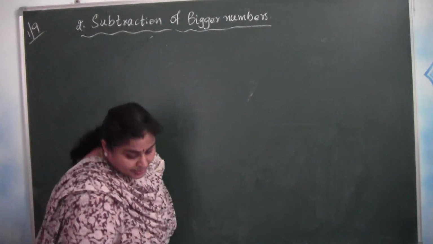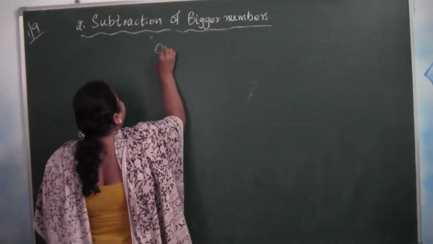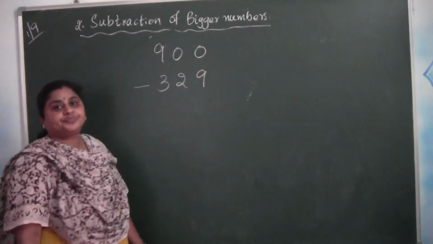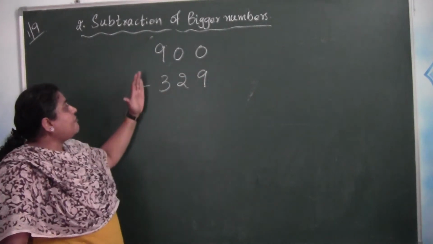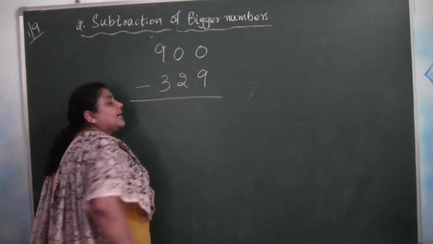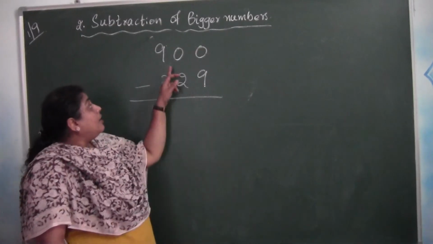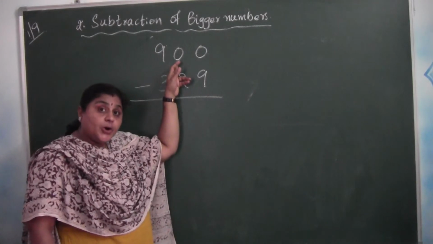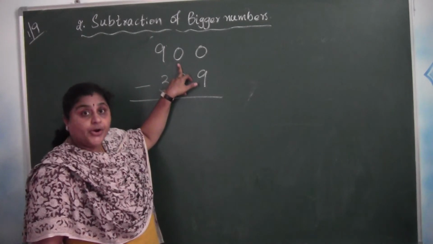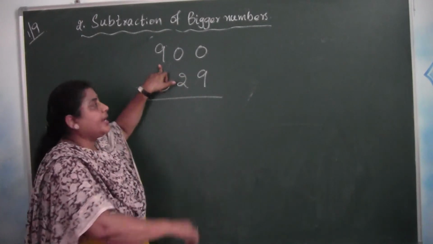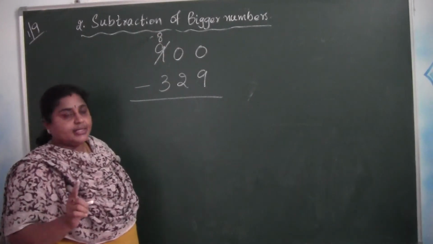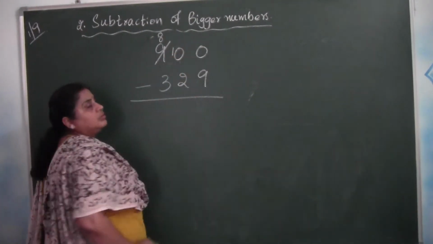We will take the other example and we will solve. 900 minus 329. From 900 I have to subtract 329. Now from 0 can I take away 9? No. From 0 can I take a borrow? No. Then what am I going to do? I am going to take a borrow from 9. Okay. So when I am taking a borrow from 9, 9 changes to 8 and the 0 changes to 10.